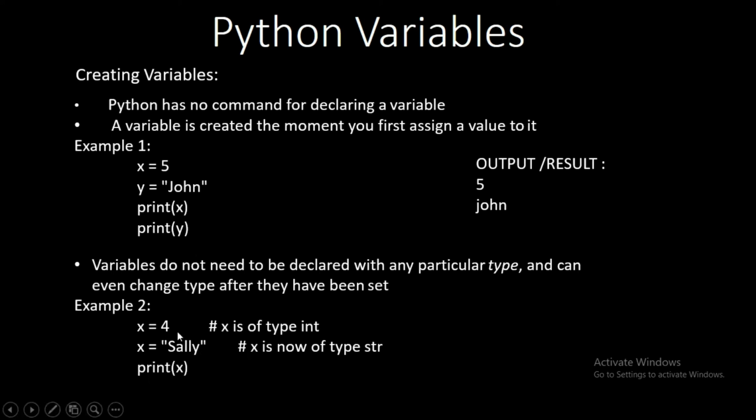In example number 2 I can show here x equals 4, hash sign is for comment, x is of type int, right? And Sally is just a string. So the output when you compile it, you will see here, because when x equals 4, then after the second line executes, the x value would be changed.